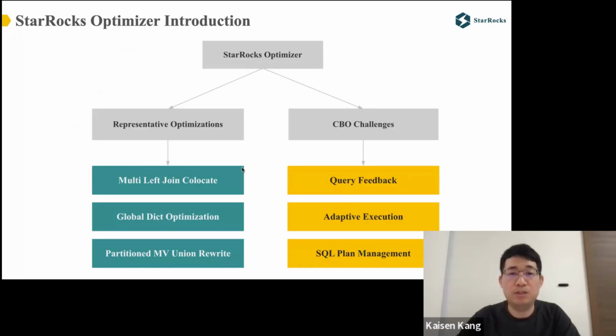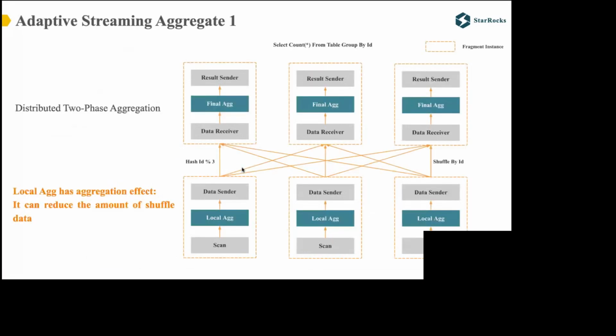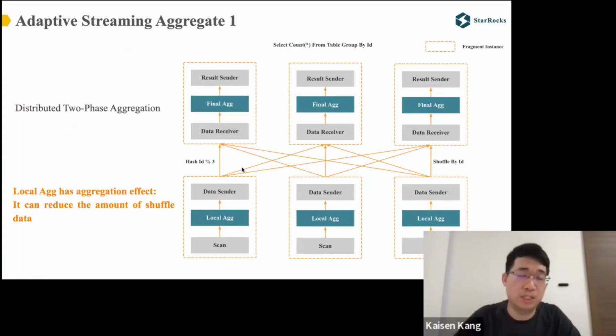Next, let's learn about adaptive execution. Let's first learn about adaptive streaming aggregation. For simple group by queries, like select count star from table group by ID, if it is a non-collocated table, StarRocks will generate two distributed execution plans. The first plan is a distributed two-phase execution. As illustrated in the diagram, in the first phase, StarRocks will first aggregate the data using a hash table according to the ID column, and then send the data with the same ID to the same node through the hash shuffle. In the second phase, a final hash aggregation will be performed, and then the result will be returned to the client.